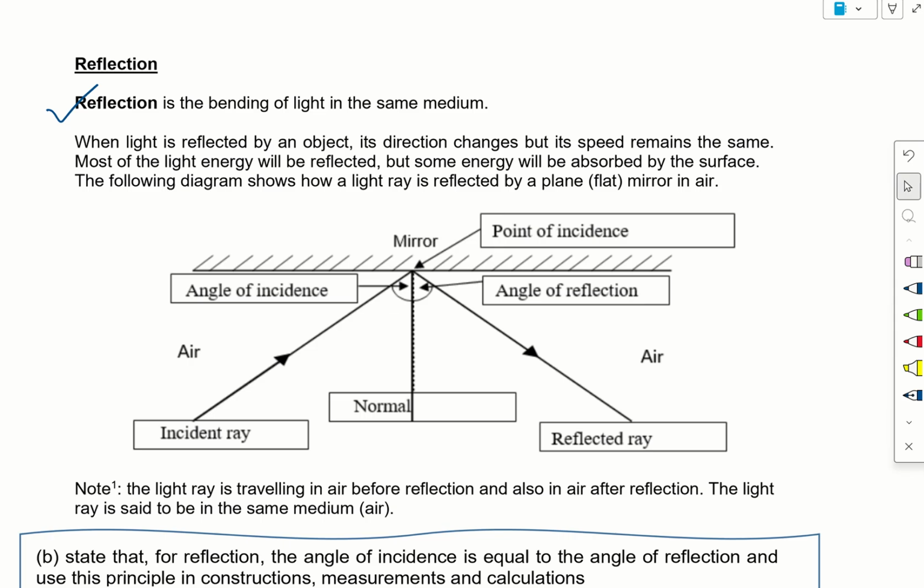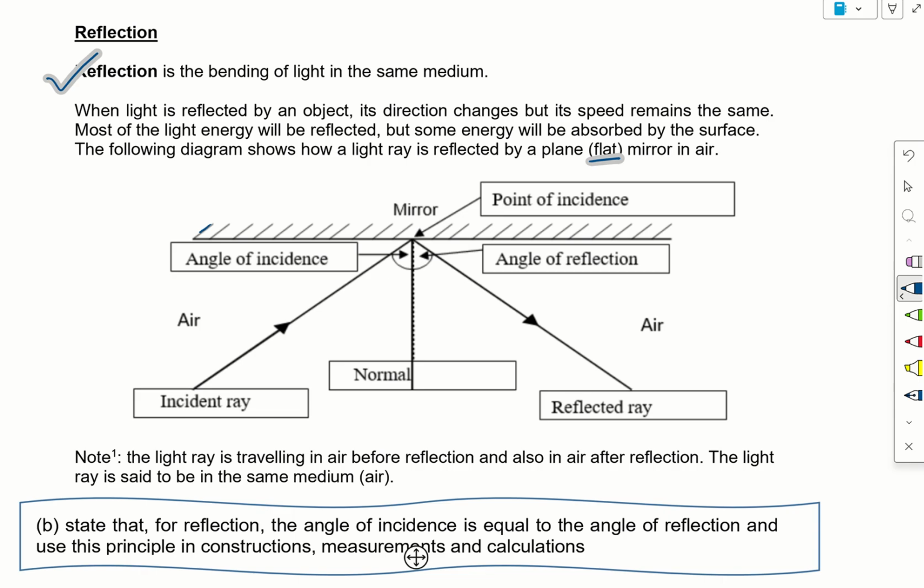Now, the following diagram shows how a light ray is reflected by a plane. A plane can just mean a flat surface, a plane mirror in air. So this is the mirror. The slanted lines below, behind, show that that is the back of the mirror. So this will make it the surface of reflection, the reflecting surface.